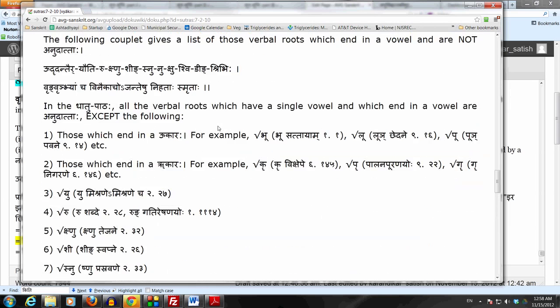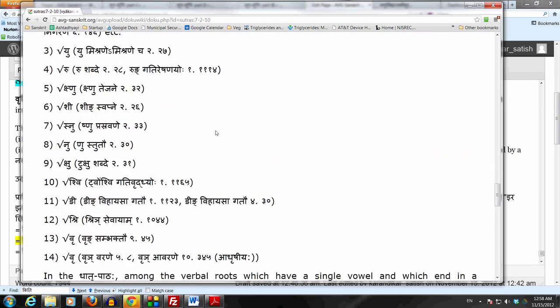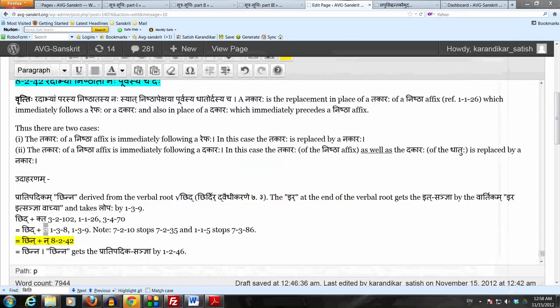So now we always have to check that, because if the idagama were to be there, then we cannot apply 8-2-42, because the idagama will intervene between the dakara of the dhatu and the takara of the nishtha pratyaya. There will be an ikara in between. So if idagama is there, then 8-2-42 does not apply. But in this case idagama is stopped by 7-2-10. So now we get chid ta.